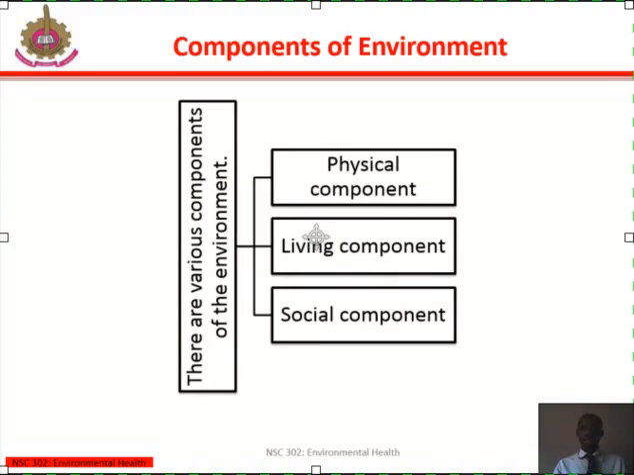There are various components of the environment, and these components are the physical component, the living component, and the social component. The physical component consists of the non-living, that is abiotic part of the environment, which could be air, water, light, heat, radiation, gravity, pressure, and climate. The physical environment can be further subdivided into four segments, which are the lithosphere, the hydrosphere, the atmosphere, and the biosphere. The lithosphere is the earth crust, which consists of the soil and the rocks.